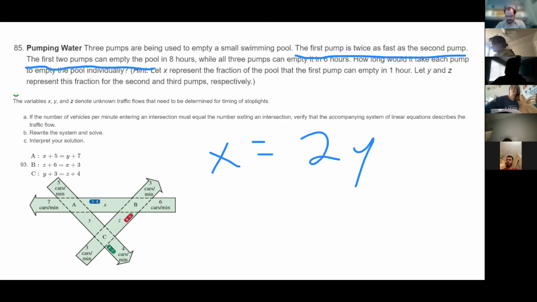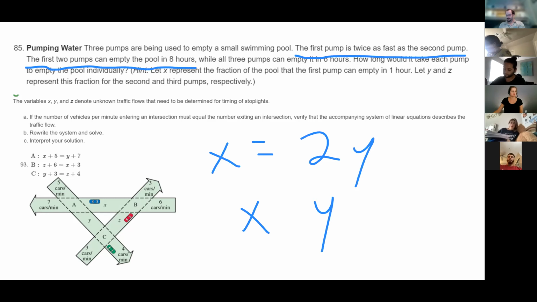The first two pumps can empty the pool in 8 hours. So how do I find the rate of the first two pumps? If they're working together, how does that affect the rate? X and Y are the first two pumps. X plus Y equals 8. Really close. X plus Y. Now we want the rate. It's not 8? One pool in 8 hours, what is the rate? How much of that pool have you emptied?